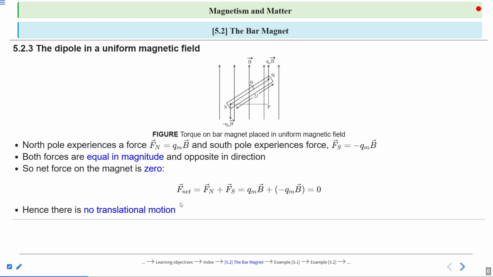F net is equal to Fn plus Fs, which is QmB plus minus QmB, equal to 0. Hence there is no translation motion. Since the net force is 0, there is no translation motion of the bar magnet. But the net torque is not 0 in this case, because there is a perpendicular distance between the lines of action of both the forces. They are not acting along the same line of action. Got it? So torque is there. So rotational motion of the bar magnet is there, but no translation motion.